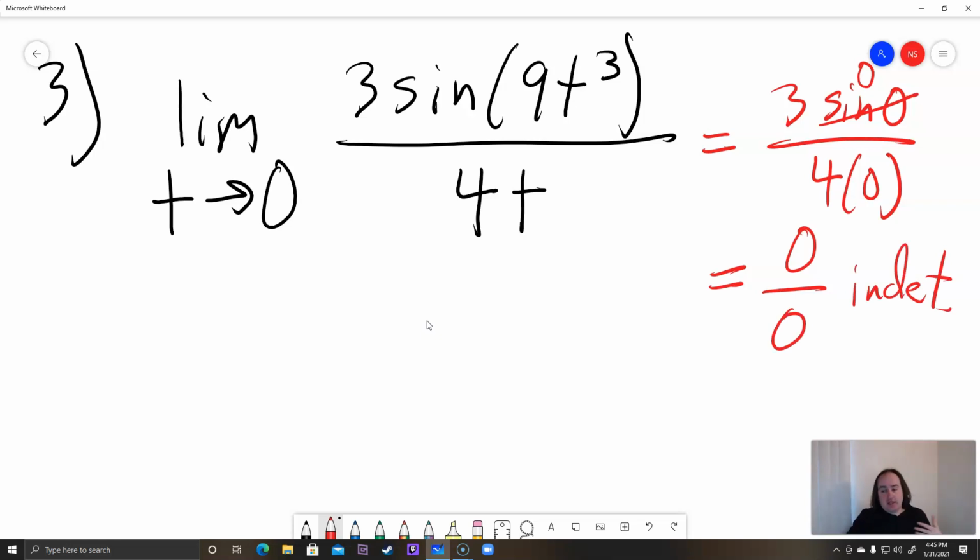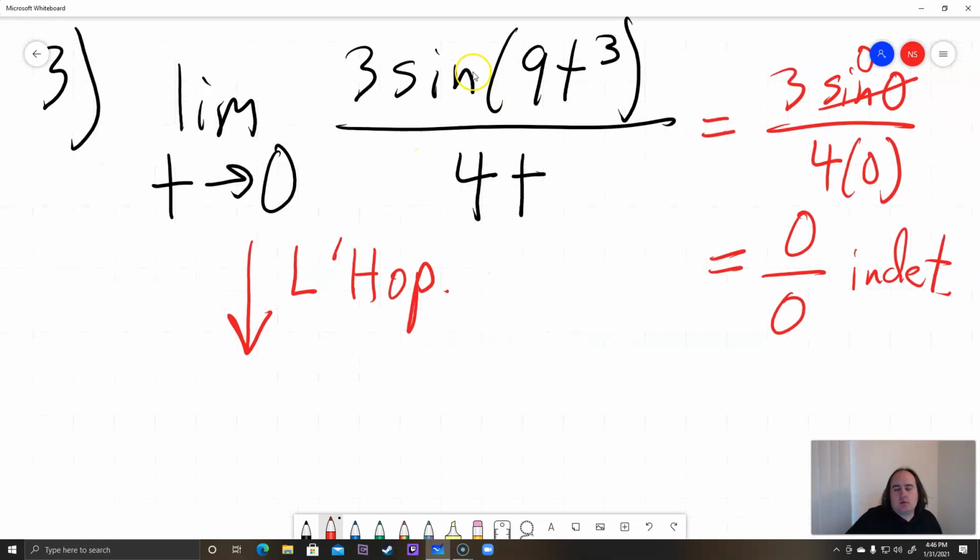So we're going to go ahead and use L'Hopital's rule. Now this one's a little bit trickier because the derivative's a little bit harder here. What we're going to have to do is use the chain rule to take the derivative of sine of 9t cubed. So we're taking the derivative on the top and on the bottom. The bottom is easy, the top is not so easy. So on the top, we're going to use the chain rule.